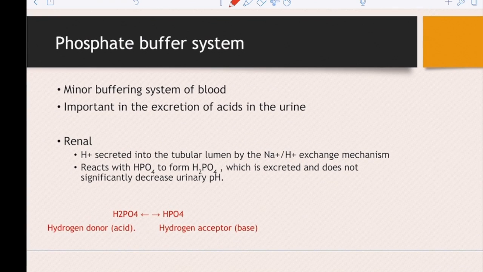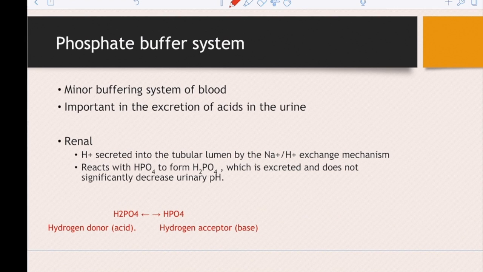We also have what's called the phosphate buffer system, and this is a very minor buffering system in the blood. You don't need to know much about this other than the fact that we have protons that are secreted into the tubular lumen by the sodium-hydrogen exchange mechanism that we've previously learned about. And what happens is those protons react with the HPO4. So as they're doing that, the HPO4 is going to accept those protons, or those hydrogens, and when it does that, it's going to convert to H2PO4, which is the acid in this particular equation.